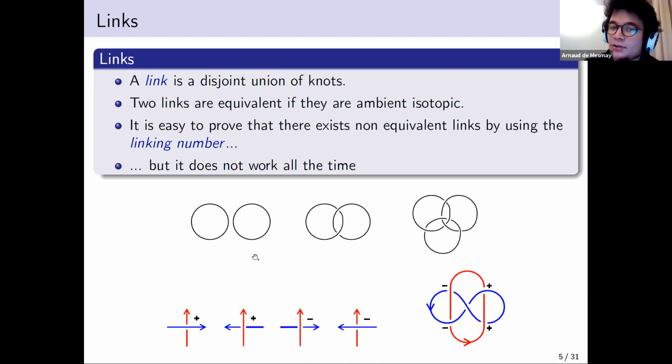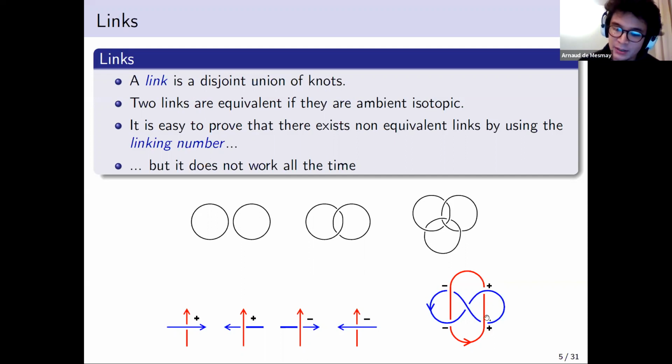Of course, it doesn't tell the whole story. Sometimes you will have things that have linking number 0 and are non-trivial. So there's a picture on the top right, as we saw, and there's a different picture at the bottom right here. That's something that is called the Whitehead link. If you apply the formulas and compute the linking number between the red and the blue curve, you will see that this is 0, and you can also prove that this link is non-trivial.